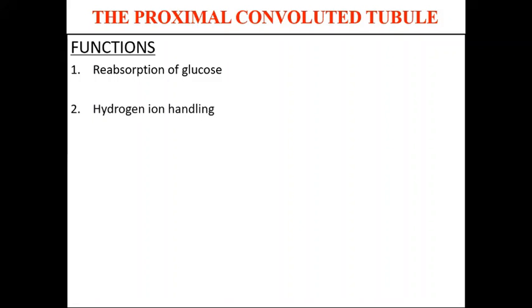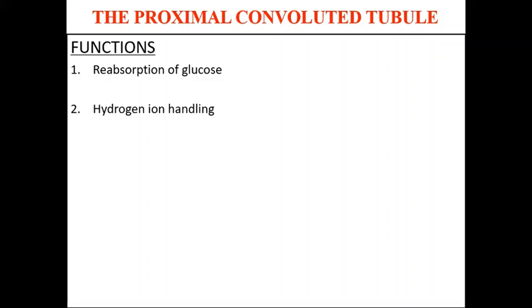Then hydrogen ion handling. Because the proximal convoluted tubule is responsible for hydrogen ion handling, it is also involved in acid-base balance, because it can secrete some of the hydrogen ions. So it will have an influence on the body pH. If the proximal convoluted tubule is secreting a lot of hydrogen ions, then the pH of the urine will be reduced because you have more hydrogen ions.